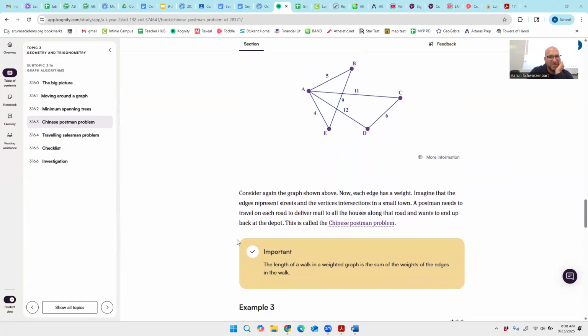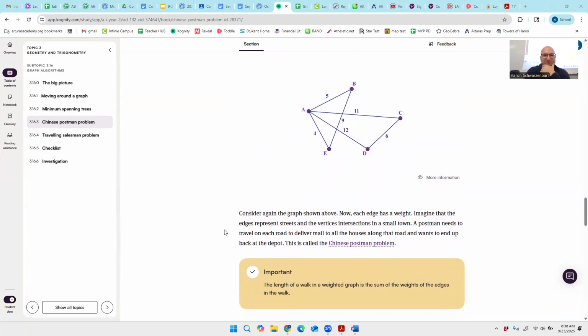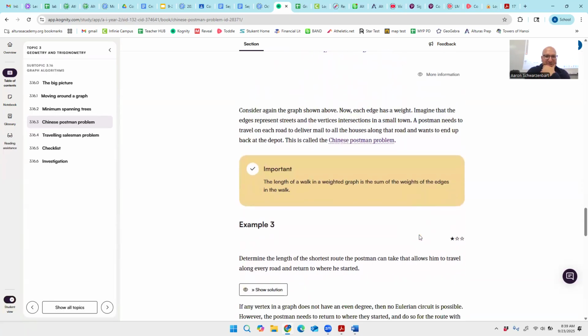Okay, the Chinese postman problem. Consider the graph above. I'm not going to tell you the problem until we work our way into it. Now each edge has a weight. If a postman needs to travel each road to deliver the mail to all the houses along the road and wants to end up back at the depot, this is called the Chinese postman problem. The length of the walk on a weighted graph is the sum of the weighted edges in the walk.